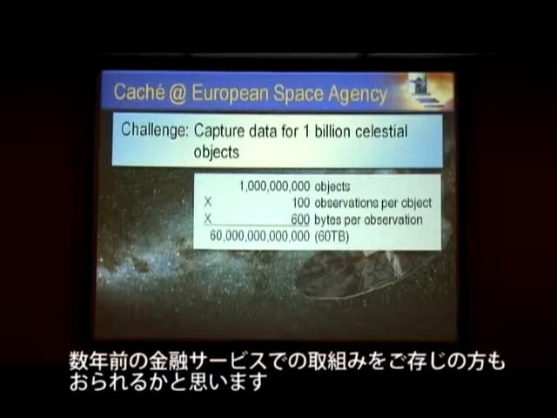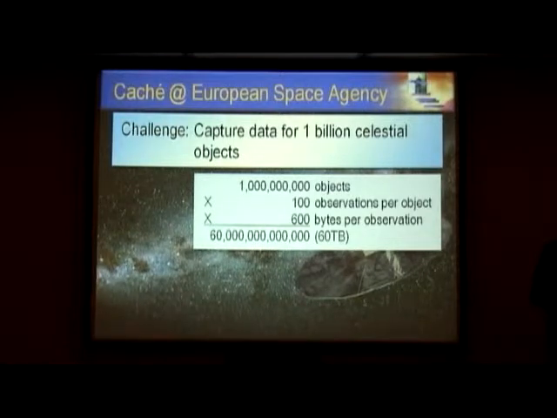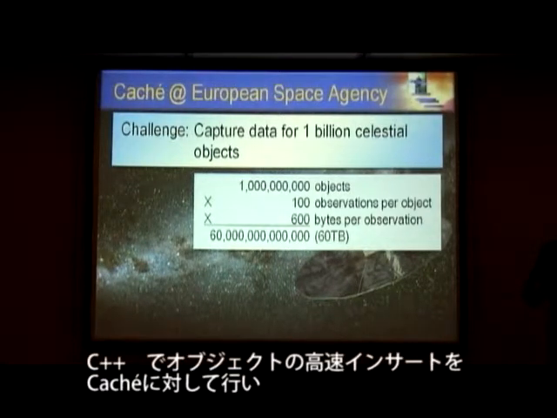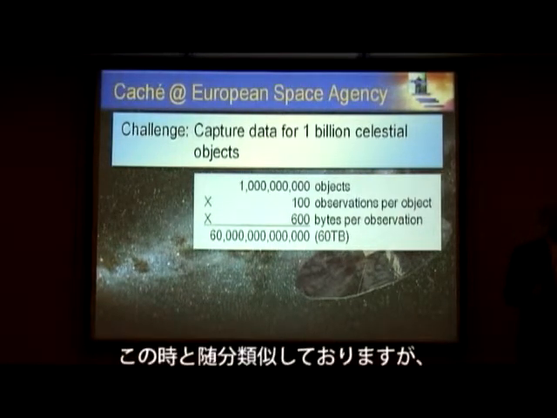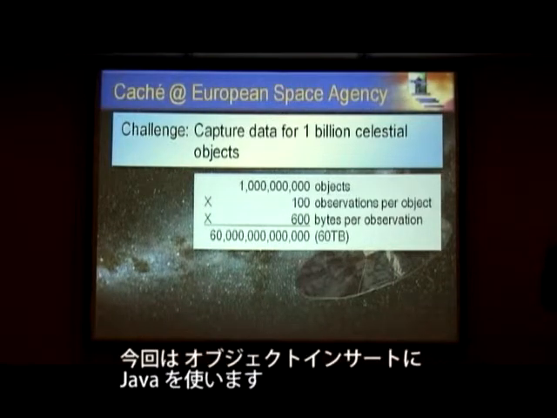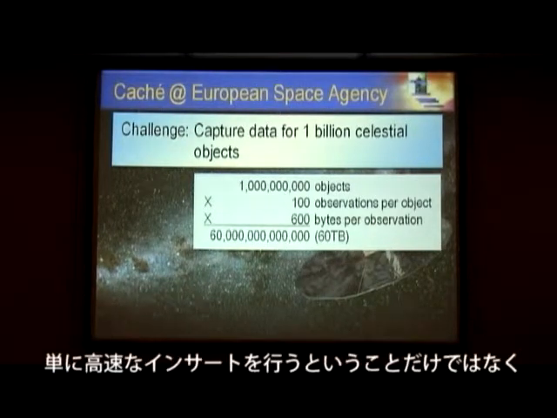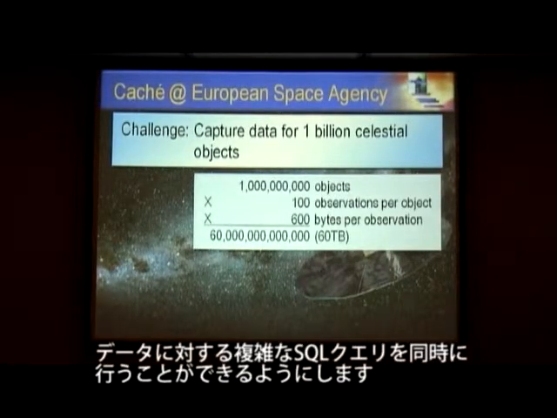Some of you may be familiar with a problem that this sounds like that we tackled a few years ago for financial services, where we built the ability in C++ to do very high insertion rates of objects into cache and then provide SQL queries against those data. In many ways this is similar, except now what we're doing is we're using Java to insert those objects. And we're not just achieving high object insertion rates, but we're actually able to allow people to run sophisticated SQL queries against the data at the same time.